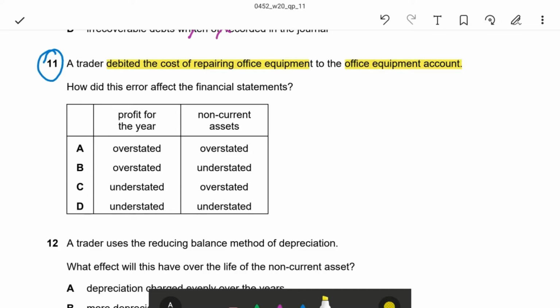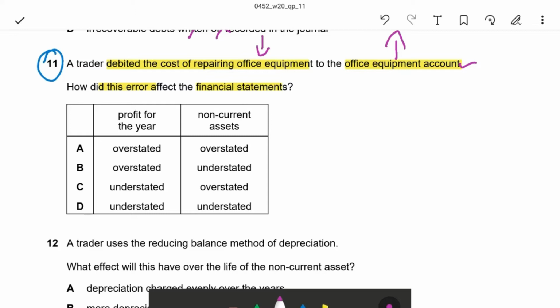But instead of that, by mistake, they entered it into the office equipment account. How did this error affect the financial statement? Here, expense must be understated. They did not enter the repairing expense. Expense understated, and asset must be overstated.